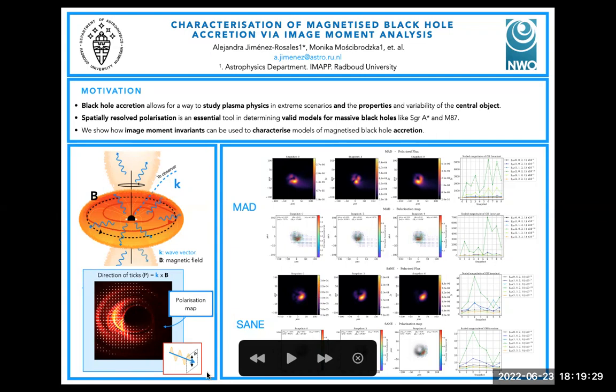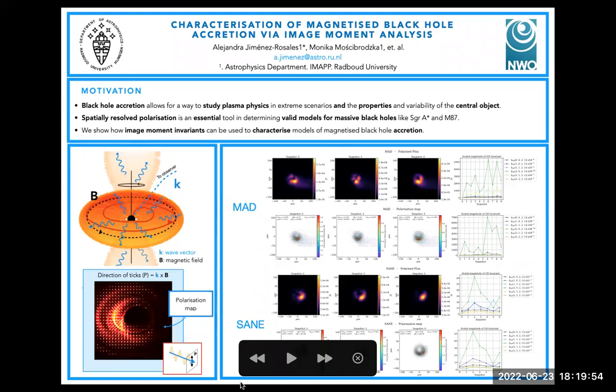And the project that I'm presenting is using image moment invariance to characterize black hole accretion. So we use numerical simulations with this setup over here where we have a spinning black hole, and then around it we have the matter around it. We calculate images with it. Scalar images that we use are total intensity, linear polarized flux, and circular polarization.